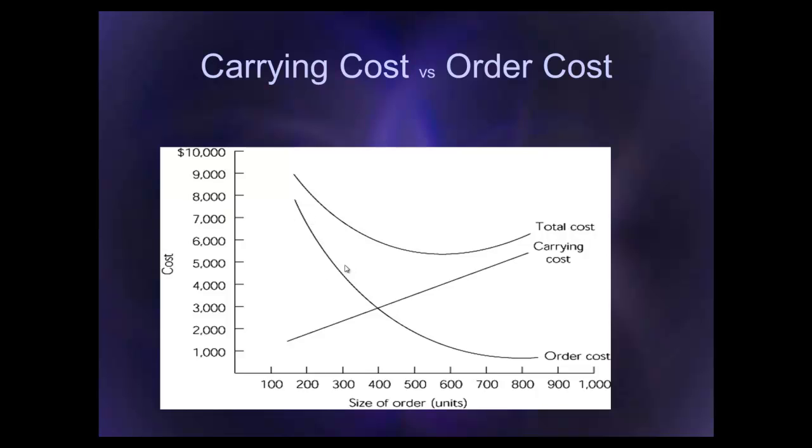So if I order more goods, the order cost comes down. And again, if you recall, I used the telephone call as being an example of the order cost. You can pick up the phone to order one garment, or pick up the phone to order 10,000 garments. The phone call costs the same. And our overall objective is to get the total cost curve at its lowest point.